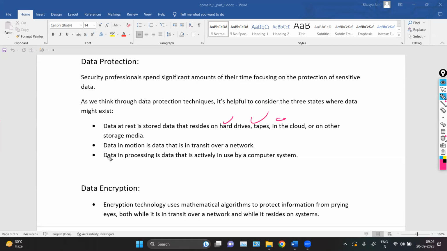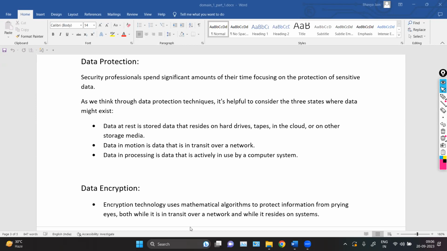Data in motion is data that is in transit over a network. This is like when we are transmitting data from one place to another. And then data in processing, or data in use, is data that is actively in use by a computer system. So we can also say data in processing or data in use, or data in motion, also called data in transit. We can say anything. You just need to know the difference between these types of data.